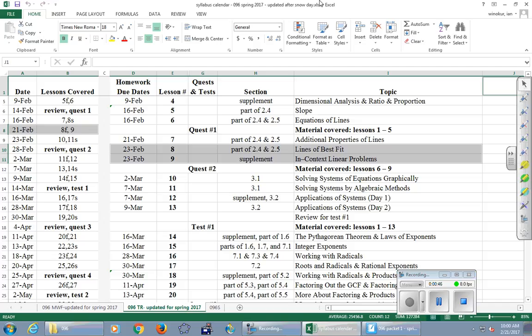Coming up in the not too distant future is quest number 2. It's not this coming class, but it's the one after. So 1 week from today is our second quest. And that quest is going to be on lessons 6 through 9. Once we finish today, that's the end of the material for the quest. On Thursday, we are going to cover 10 and start 11, but those sections are not on the quest. Any questions on the schedule?